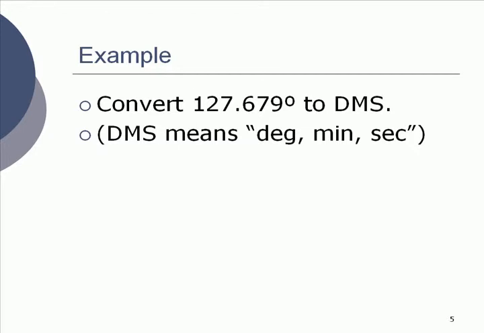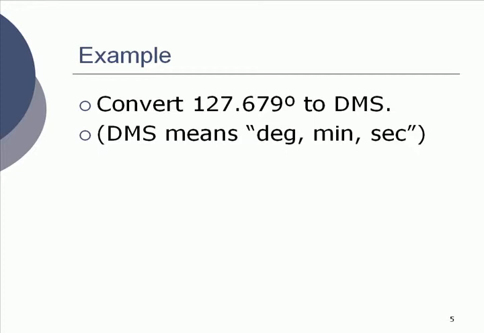Let's convert 127.679 degrees to degrees, minutes, and seconds. First of all, the sig-dig issue. Because of all the multiplying and dividing here, here's a general rule of thumb that is used almost everywhere that I know of for converting and keeping track of sig-digs.